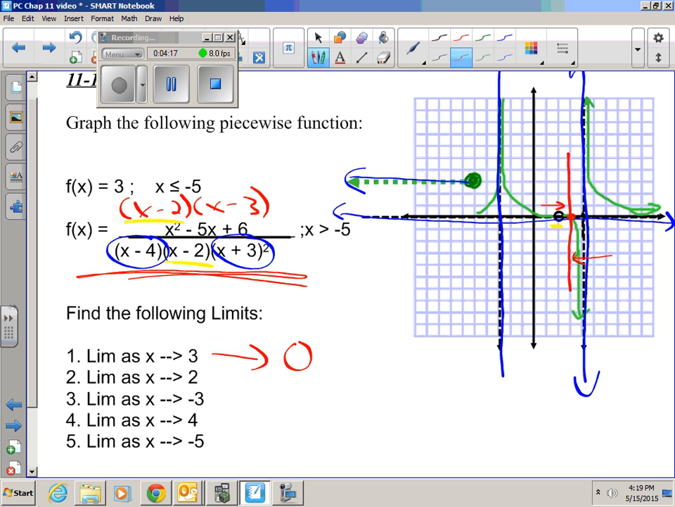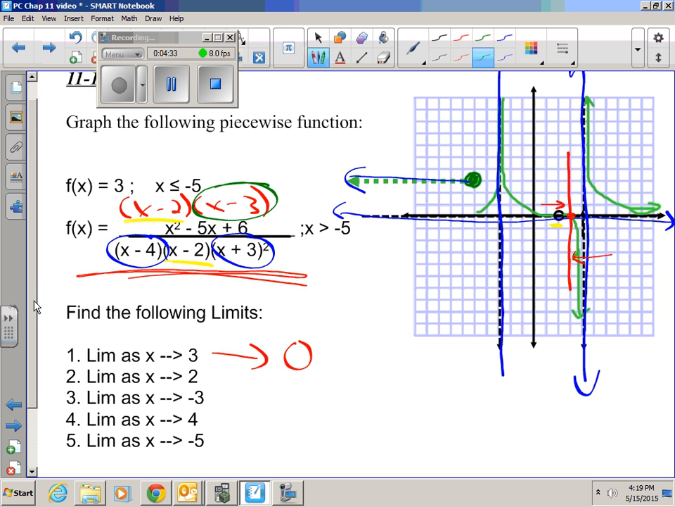We can do something called direct substitution and let x be 3. And if x is 3, you see, because of this factor up top right here, I'm going to get 0 in my numerator. So sure enough, this limit is 0.